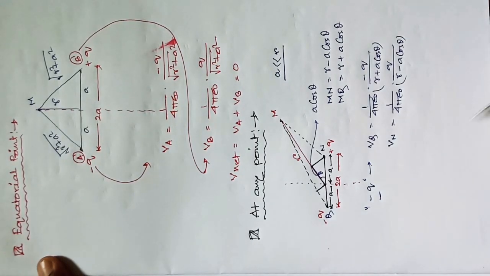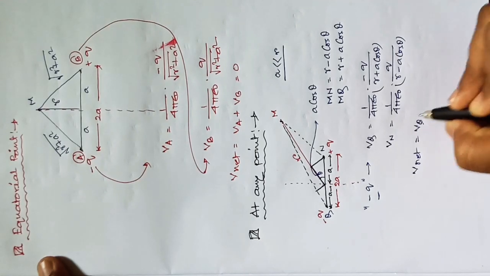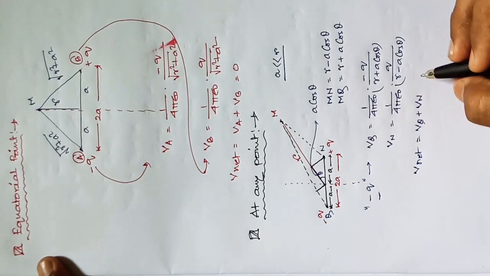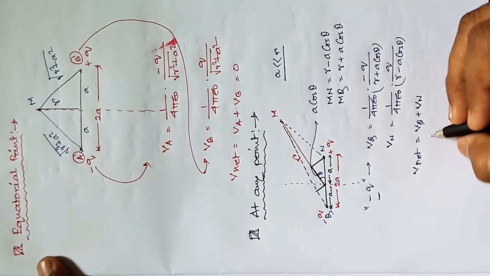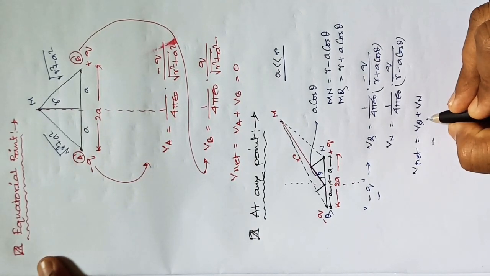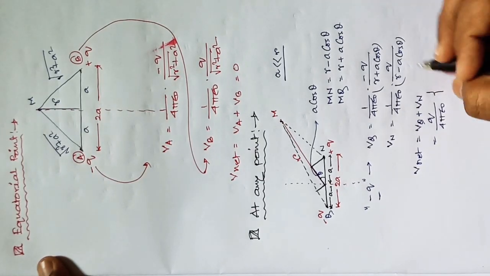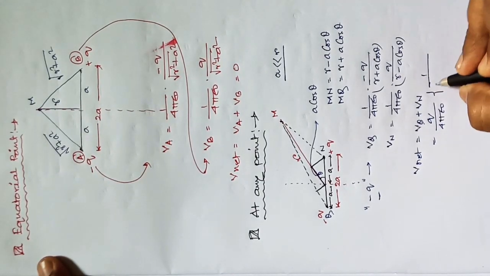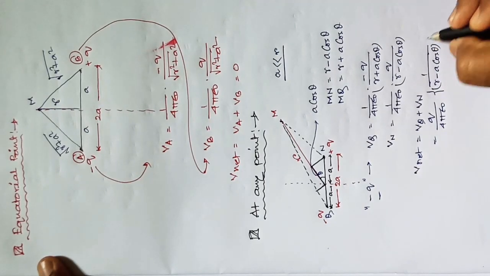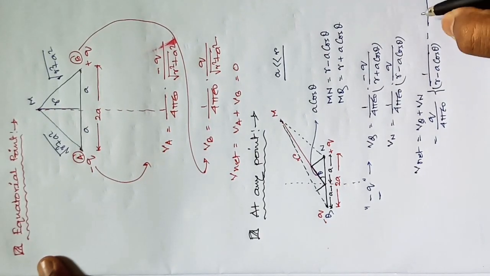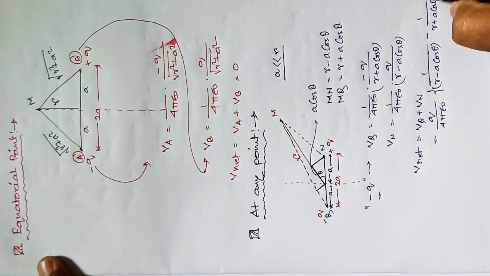So the net potential we can have V net equals VQ plus VN. If we solve this, q by 4 pi epsilon naught will come common, and we will have 1 by r minus a cos theta minus 1 by r plus a cos theta.